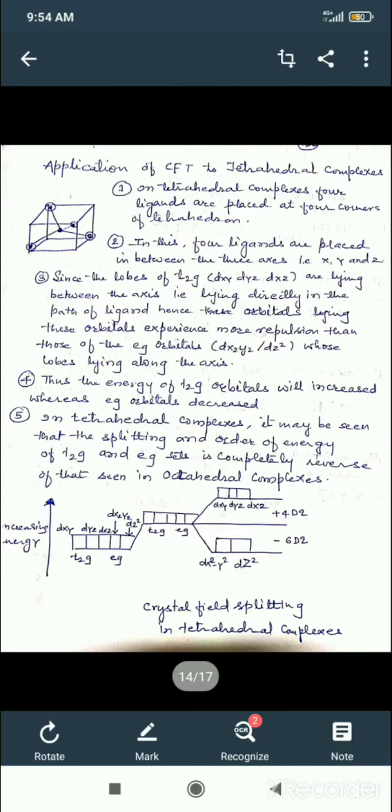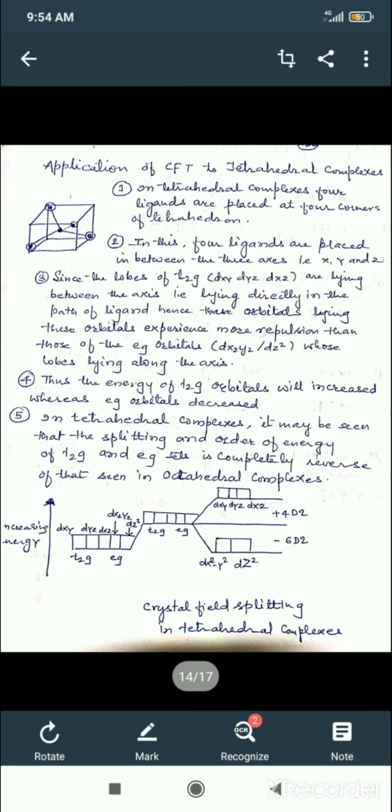In the last lecture, I discussed the application of crystal field theory to tetrahedral complexes. In that, we discussed that tetrahedral complexes have four ligands. They are placed at the four regular corners of a tetrahedron. These four ligands are placed in between the axes x, y and z.